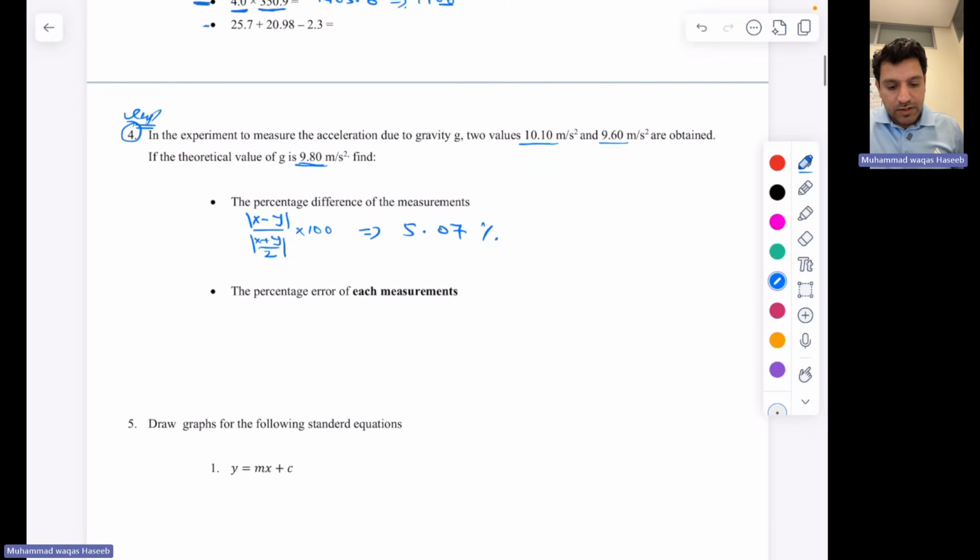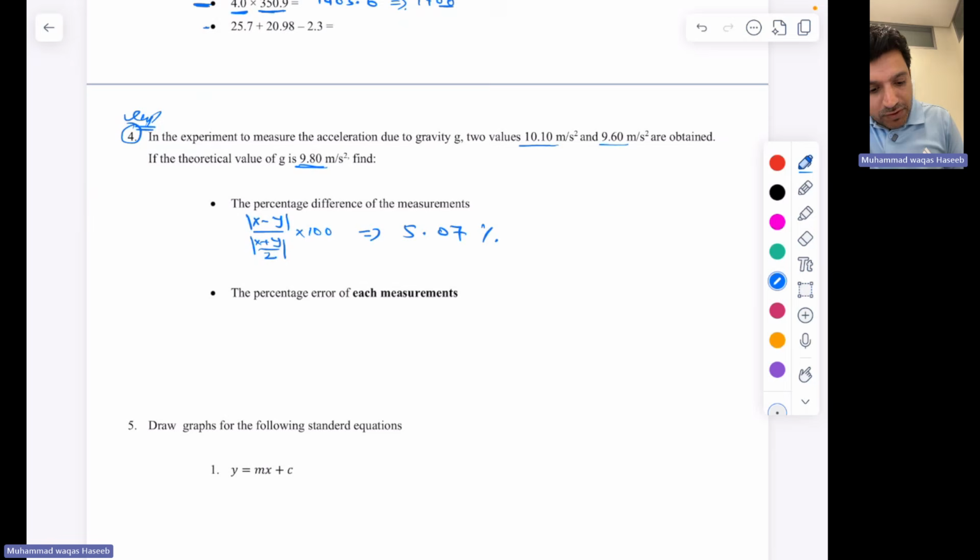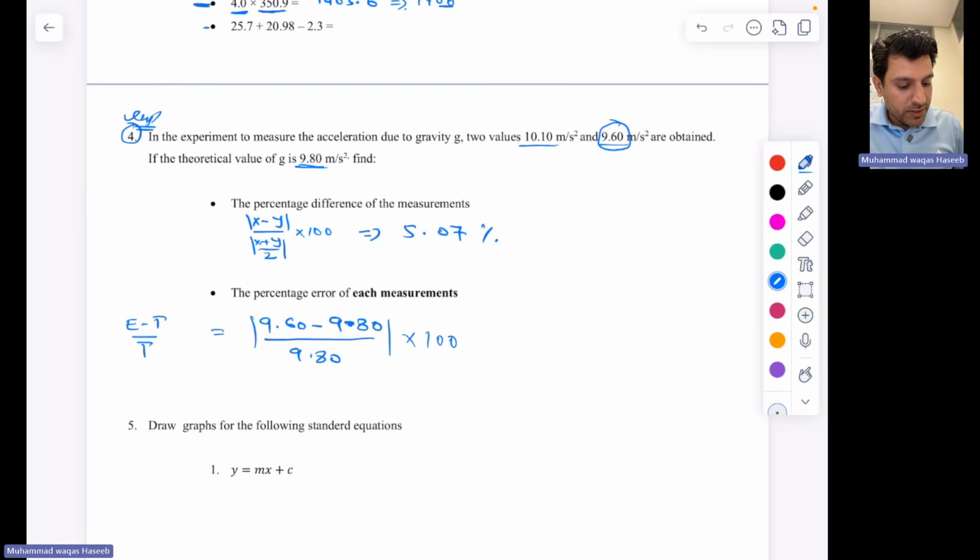So percentage error in each measurement, for example, if we consider this value, 9.60 minus 9.80, your theoretical value, divided by 9.80, your theoretical value, multiplied by 100%. So what you will do is E minus T divided by T, multiplied by 100. So let me figure it out. 9.60 minus 9.80 divided by 9.80 multiplied by 100. So the percentage uncertainty is 2.04%.